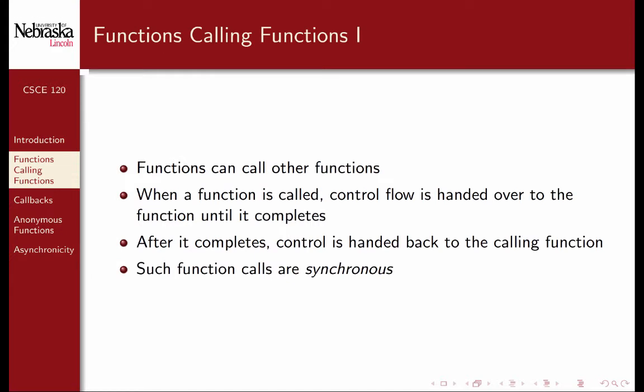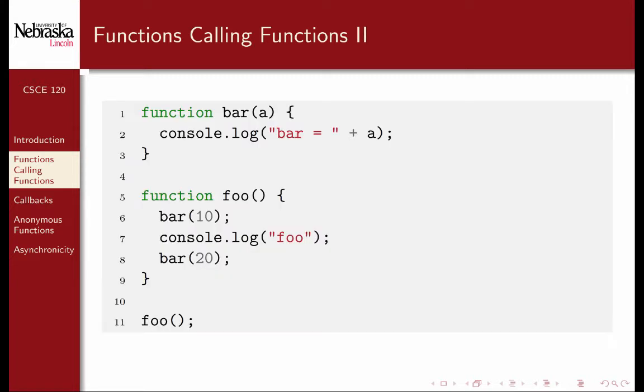Functions are very versatile. Often we would want functions to be able to call other functions. The way that this works in detail is that when a function is called, control flow is handed over to that function until it completes. Once it completes and returns a value, control flow is then handed back to the calling function. These function calls are usually referred to as synchronous because they execute one after the other.